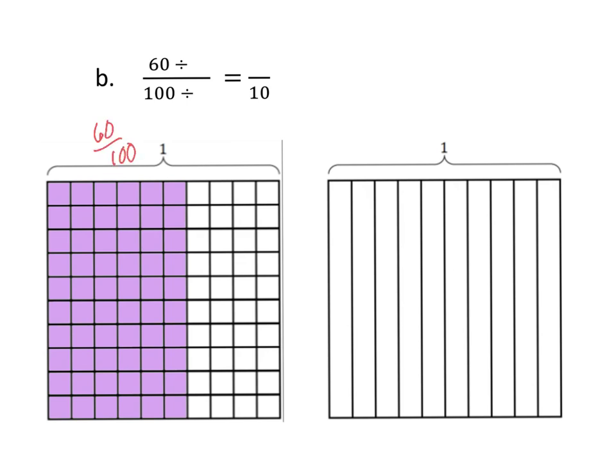And then we want to make that into tenths. Well, how do we do that? We're going to divide the top and the bottom by 10. And we get 10 in the denominator because 10 goes into 100 10 times. 60 divided by 10 is 6. So this now becomes 6 tenths. So this side is going to represent 6 tenths.